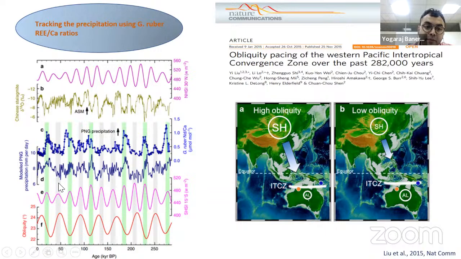But the gray color bars, although we have high southern hemisphere solar insolation, the precipitation is low because there is a high obliquity sitting over here. So during these time periods, the ITCZ was pushed farther towards the southern part. As a result of that, the Papua New Guinea region was receiving lesser rainfall.